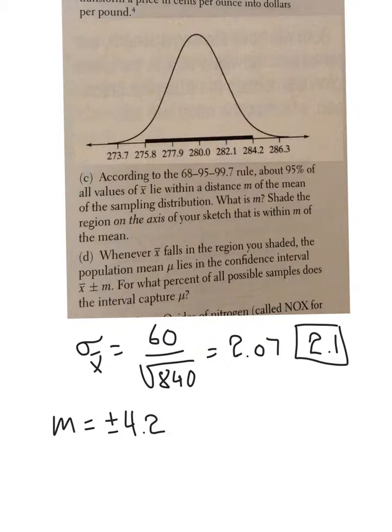Okay, let's go to letter D. So letter D is talking about that confidence interval. See, here's our average, x bar, plus or minus 4.2 on either side of that middle. So, when we use this rule here, if we go 2 standard deviations on either side, we're saying we're 95% confident that our true average is somewhere in between there. It might not be exactly 280, but it's somewhere in between these two numbers. Confidence interval. There we go.